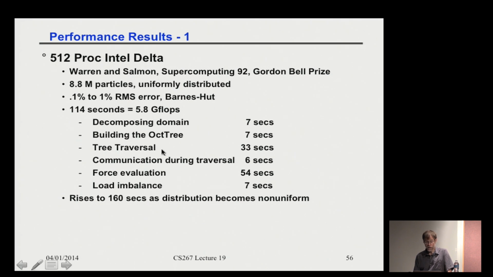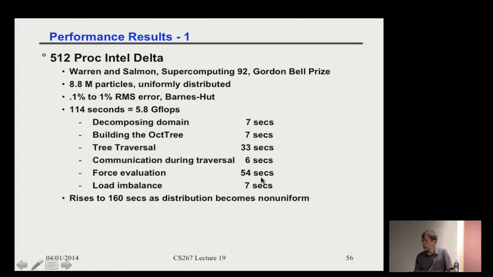Then there was tree traversal. And so that was building the expansions of the masses and center of masses and so forth. That was 33 seconds. And of those 33 seconds, 6 seconds were communication, and the rest, 27 seconds, was doing arithmetic of one sort or another. So let's say useful work. So finally, having built all that, we could evaluate the forces. So the really practical, useful work, evaluating the forces, was 54 seconds.